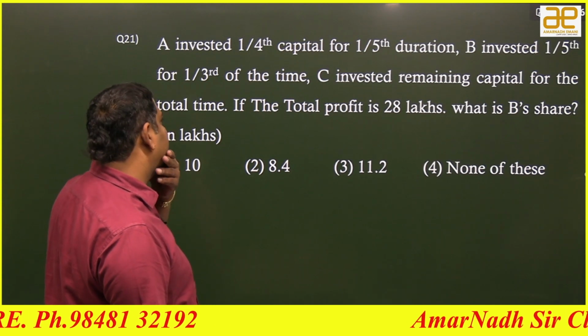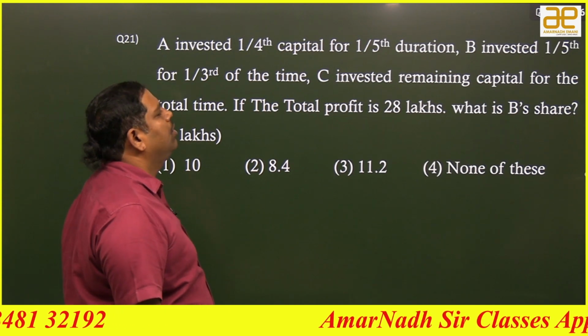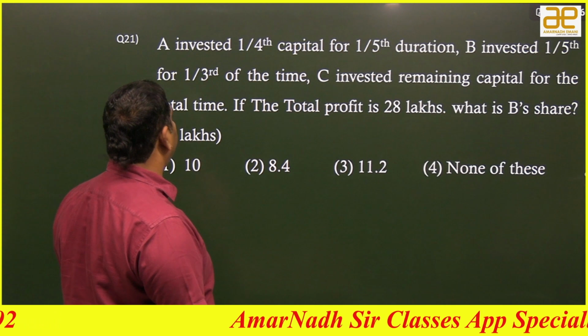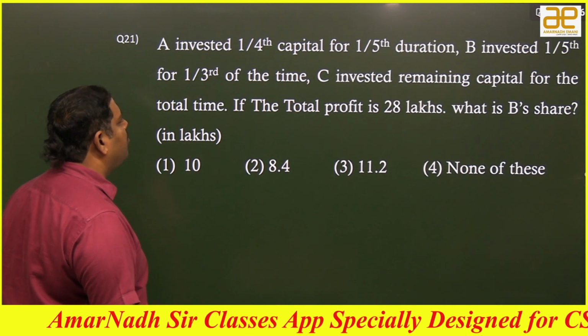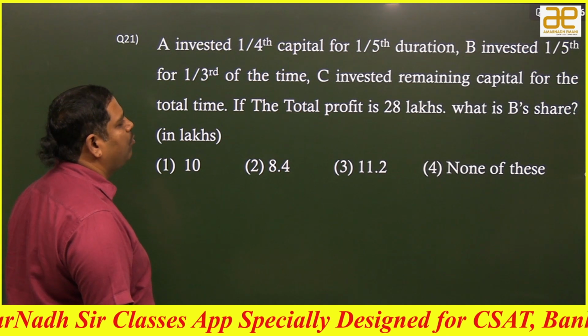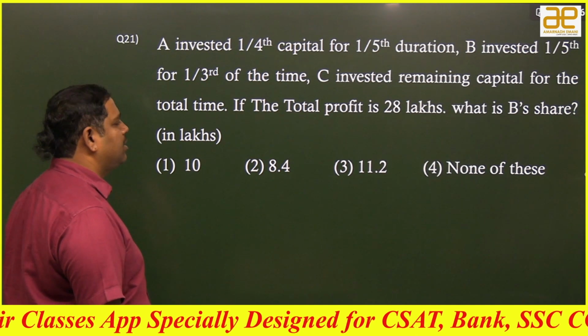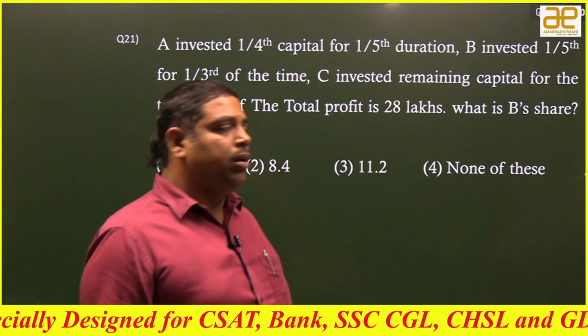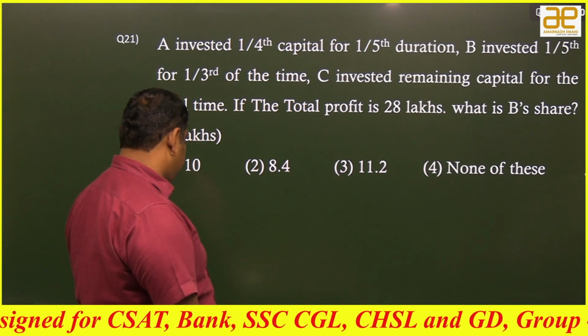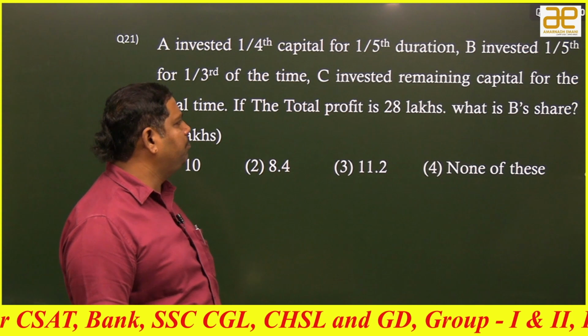A invested 1/4 of the capital for 1/5 of the duration. B invested 1/5 for 1/3 of the time. C invested the remaining capital for the total time. If the total profit is 28 lakhs, what is B's share in lakhs? Similar question, right? First you try it, then I will explain. See the solution for it.